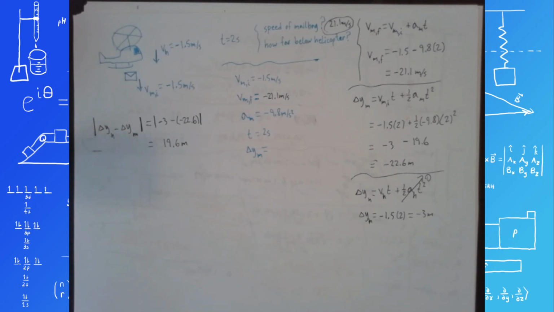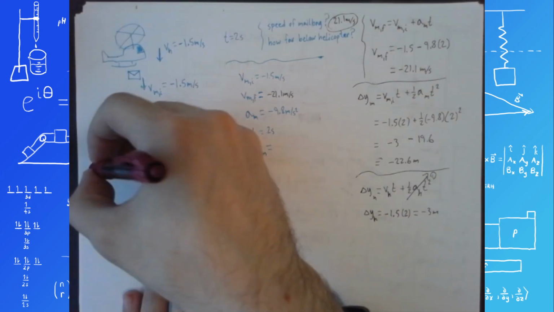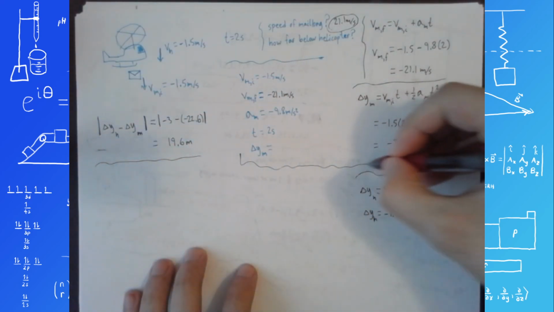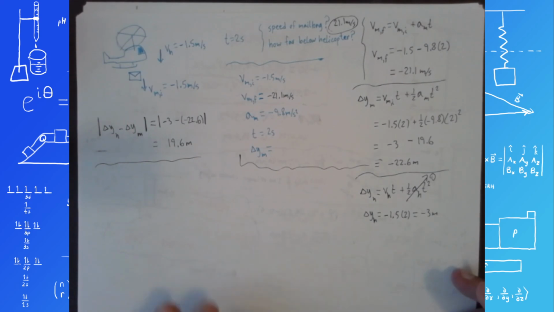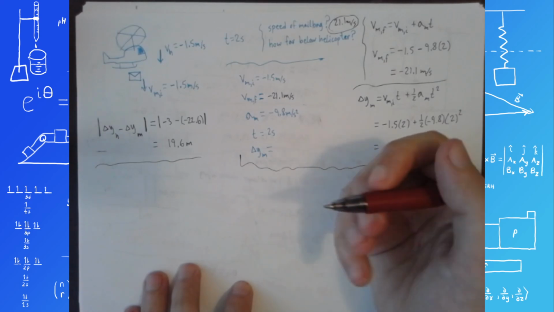Part C says, what are your answers to parts A and B if the helicopter is rising steadily at 1.5 meters per second instead of falling? So do the same problem again, but this time V helicopter and V initial of the mailbag is positive 1.5 meters per second. Well, part A will change, but part B is going to surprise us a little bit. Part B will have a little surprise for us, but let's look at part A.